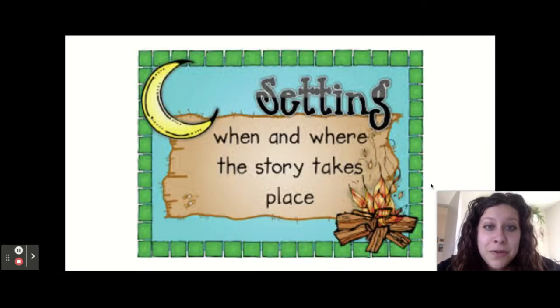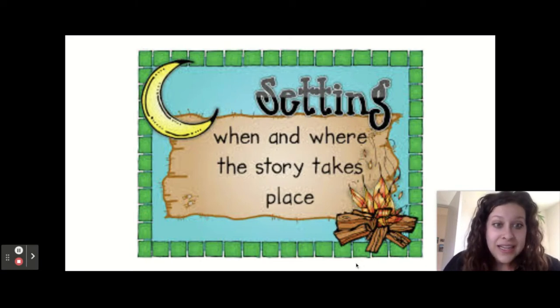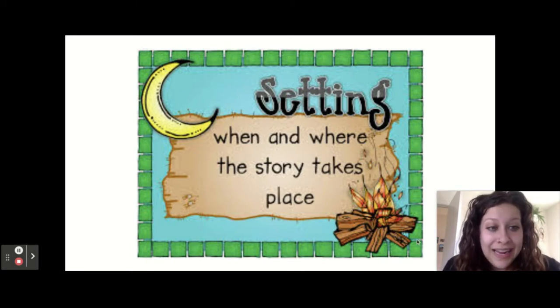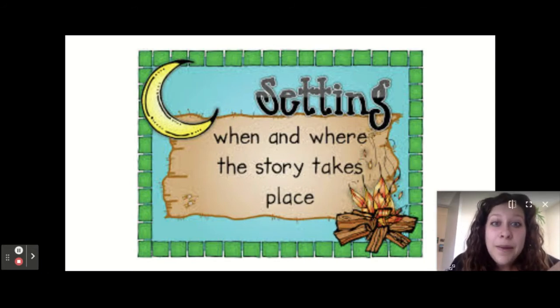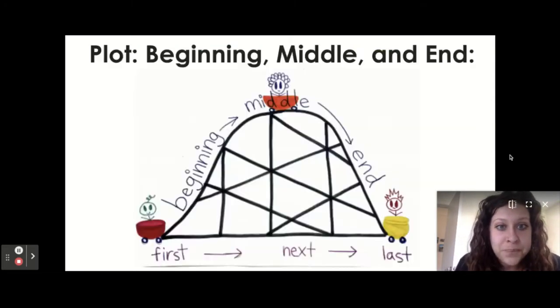We've also talked about the setting of the story. That's the where and the when of the story. Where the story takes place and when the story takes place. Is it in the morning, at night? Is it at a beach? Is it by a campfire? Where and when the story takes place. Today we're going to come up with a new setting for our story.